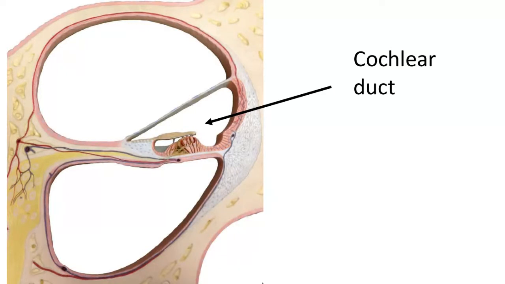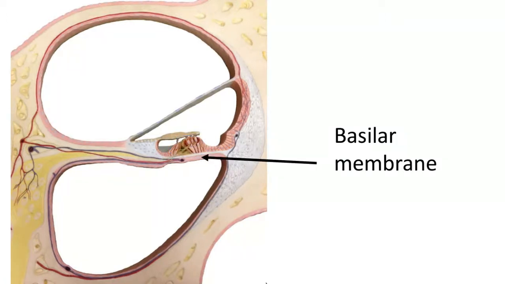All right, so our spiral organ here sits on this grayish pinkish membrane here. It's called the basilar membrane.